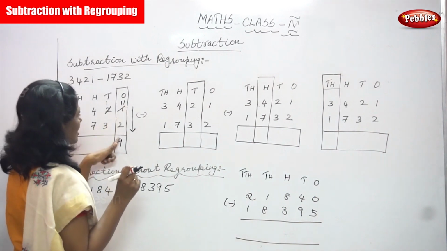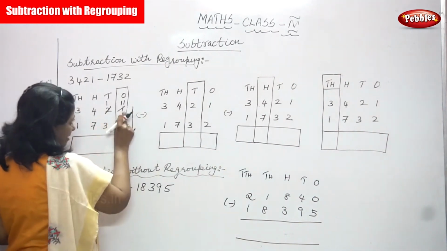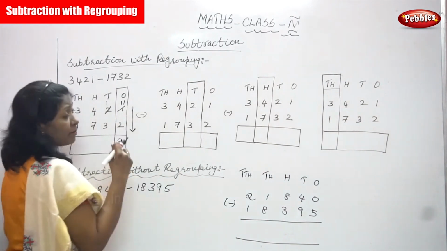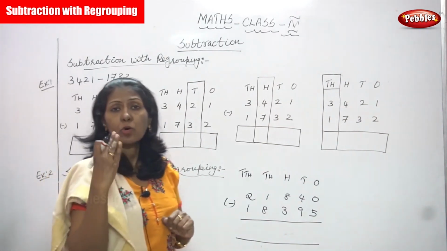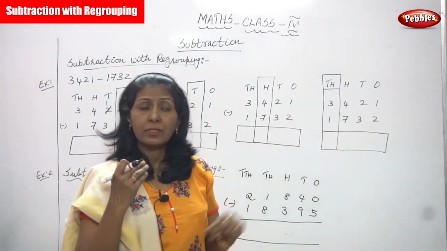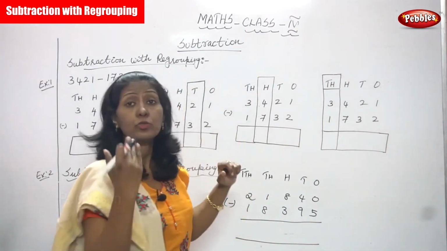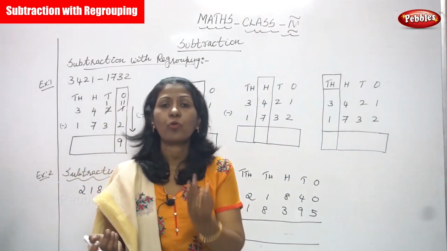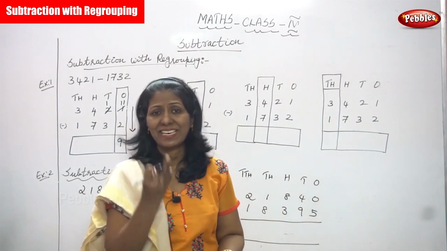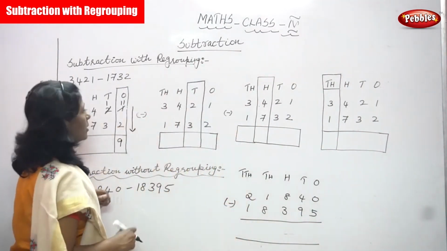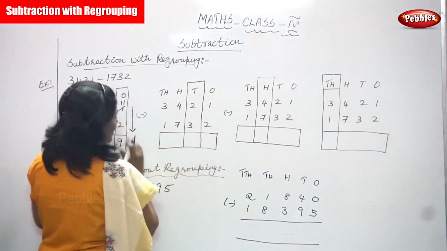Next, 11 minus 2. Now in the ones place it is 11. 11 minus 2, what do you get? 9. How could you say 11 minus 2 is 9? Because subtraction always means you have to do the backward counting. Start after 2 up to 11, which means 3, 4, 5, 6, 7, 8, 9, 10, 11. So the number is 9, and that is what I've written here. The ones place is over.